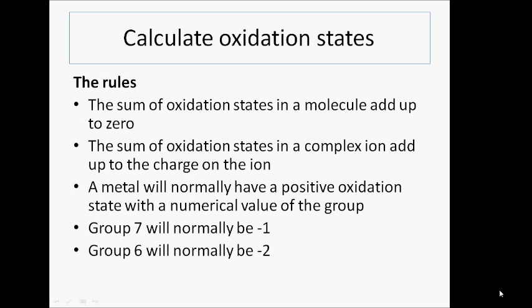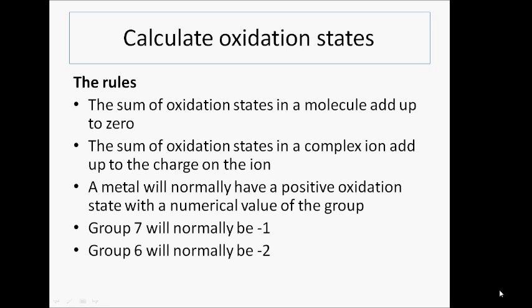Now there are several rules that we need to remember in order to calculate oxidation states. So the second thing we need to do is to be able to calculate oxidation states. There's a series of rules that we need to do this, and these are on this slide. The first one is, if you have a molecule, then the sum of the oxidation states of all the different elements in that molecule has to add up to 0.